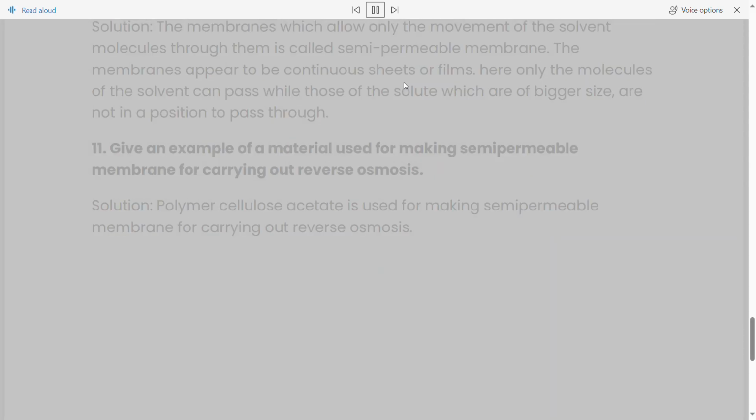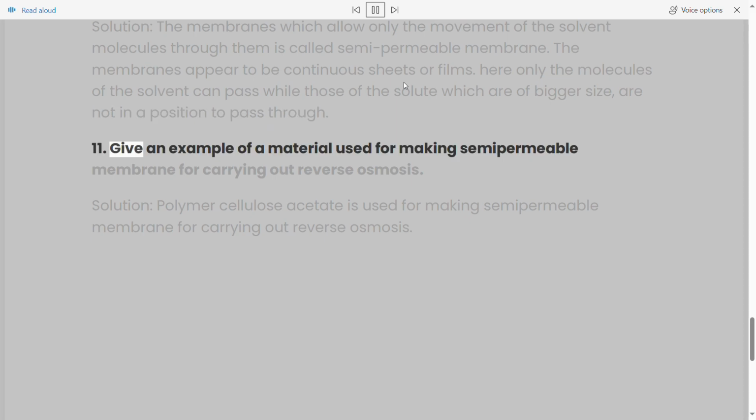10. What is a semipermeable membrane? Solution. The membranes which allow only the movement of the solvent molecules through them are called semipermeable membranes. The membranes appear to be continuous sheets or films. Here only the molecules of the solvent can pass, while those of the solute, which are of bigger size, are not in a position to pass through.